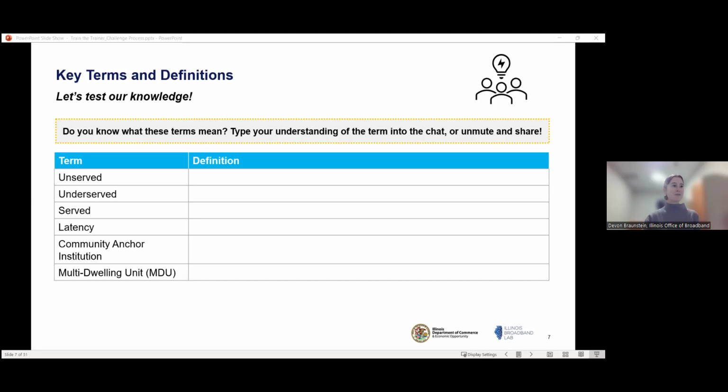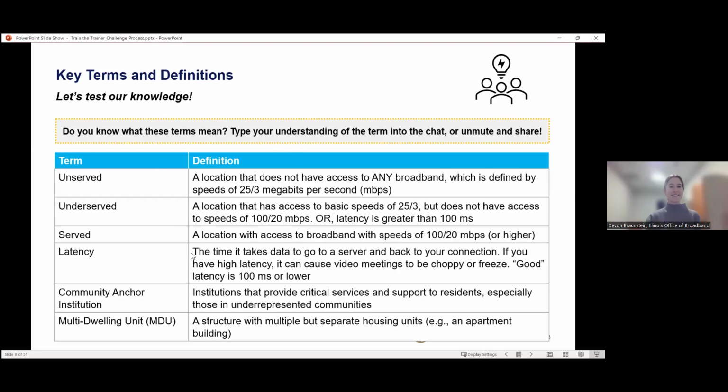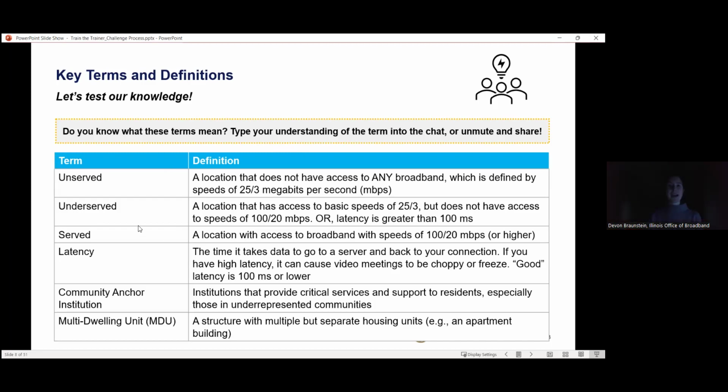All right, does anyone remember what latency means? This is a tough one. Is that the upload, download speed or something like that? Latency is, here, I'll get the exact definition. The time it takes data to go to a server and back to your connection. So if you have high latency, it can cause your video meetings to be choppy or freeze. So we're looking for latency that is 100 milliseconds or lower.